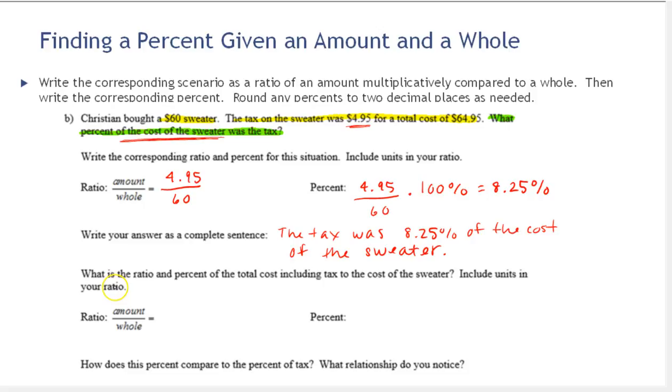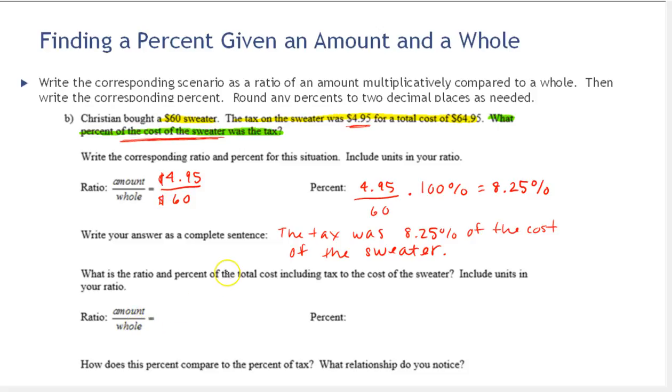Let's look at the next part. What is the ratio and percent of the total cost including tax to the cost of the sweater? Include units in your ratio. Okay, and I'm noticing I didn't include units in this ratio. They were both dollars. I should follow directions better. Okay, but we will this time.